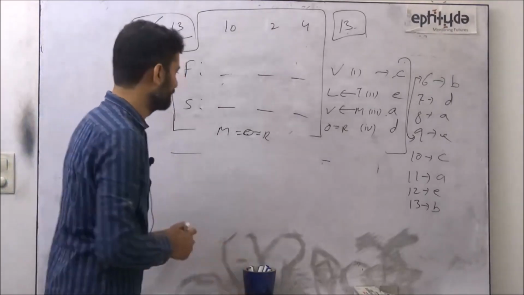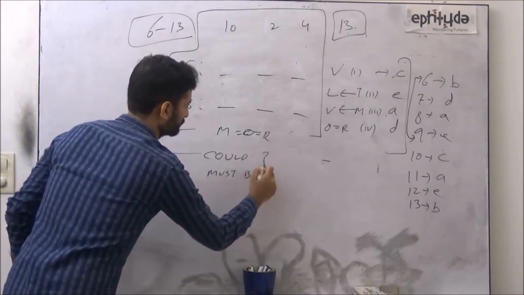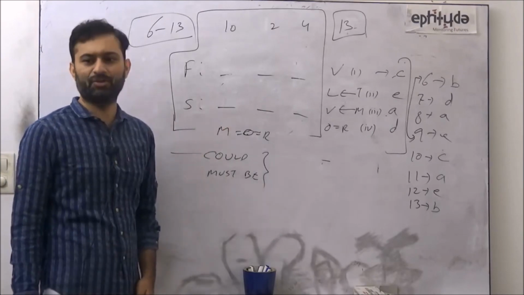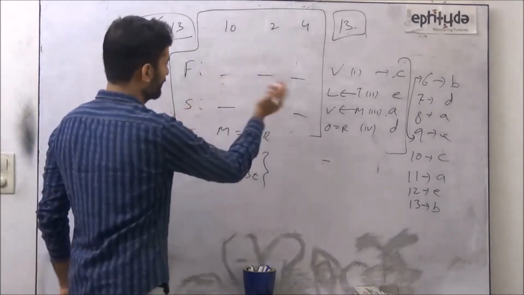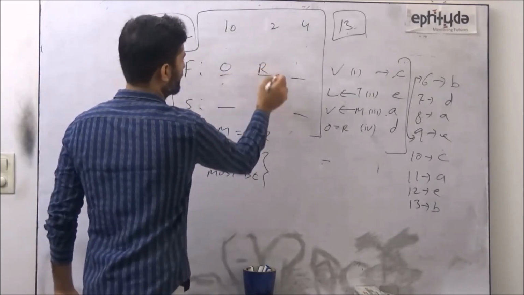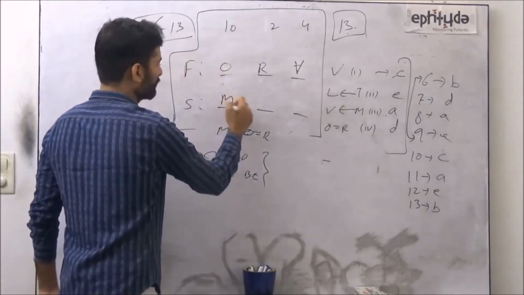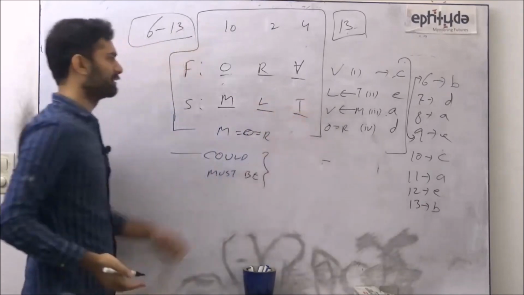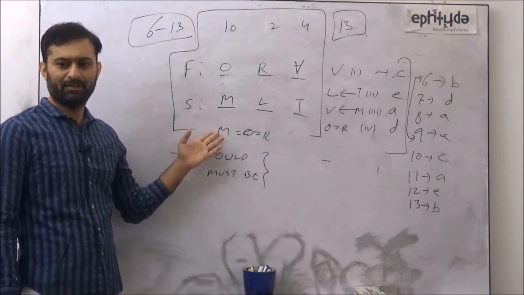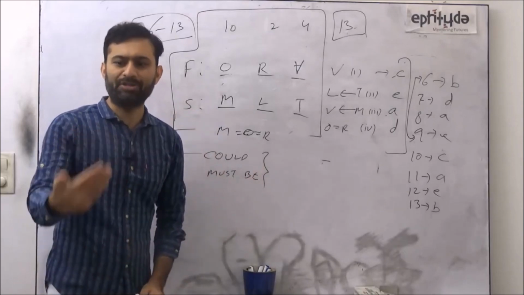See, Ishan, understand the difference between could be and must be. M could come on Friday, agreed, but M could come on Saturday also. In this case, if I put O and R here, I have to put V here, M could come here, L could come here, T could come here. This is correct, right? Ishan, this is also possible. M has come on Saturday. So there is always a difference between could be and must be. Your approach has to change, Ishan.